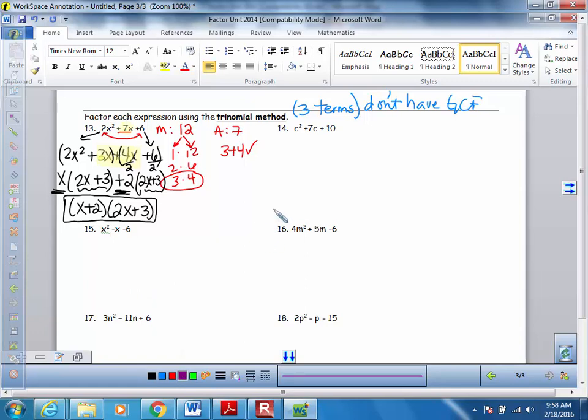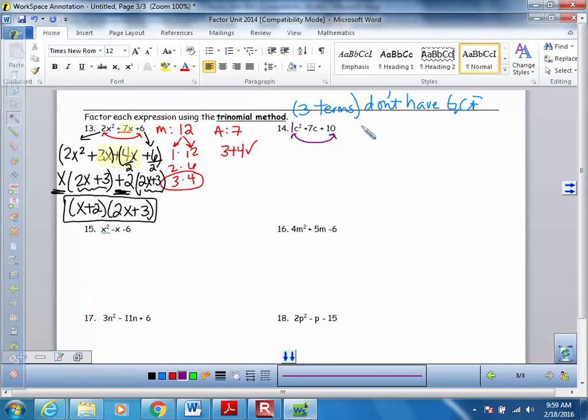All right, let's try another one of those. So again, our first step in trinomial method, first we want to see, does this have a GCF? So 1, 7, and 10 don't have a GCF other than 1, and not all of them have c's. So you can't factor those by GCF, but we'd have to do trinomial method. So we're going to multiply the first times the last. Now there's not actually a number in front of c squared, but it's understood to be a 1.